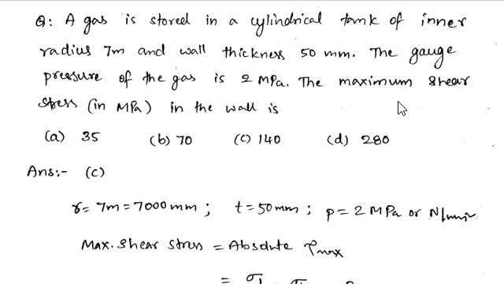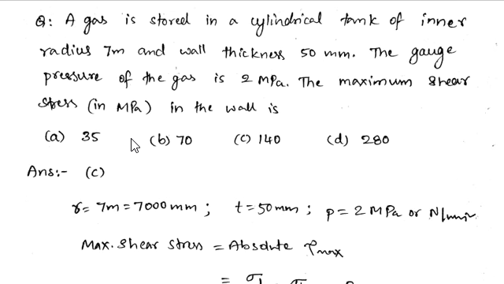And if you see the next question, a gas is stored in a cylindrical tank of inner radius 7 meters and wall thickness 50 mm. The gauge pressure of the gas is 2 megapascal. The maximum shear stress in megapascal in the wall is. So here the radius is given as 7 meters, that is 7000 mm, and thickness 50 mm. Pressure is given as 2 megapascals, and the maximum shear stress is asked.